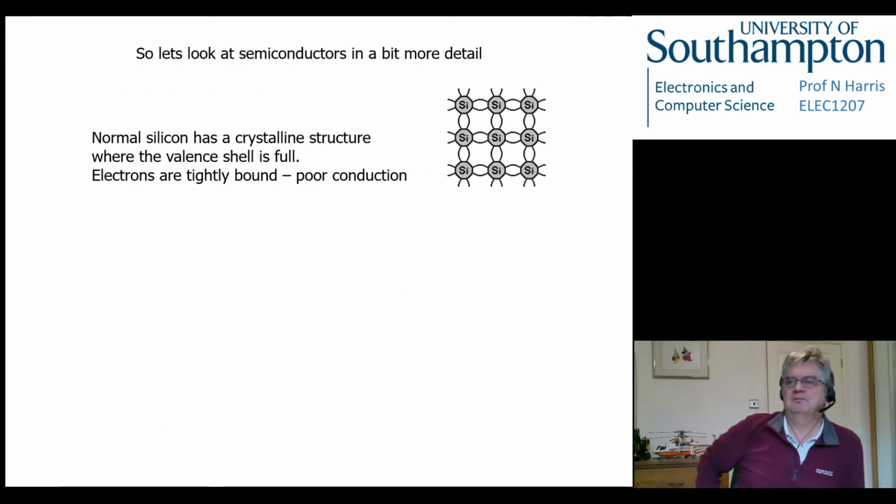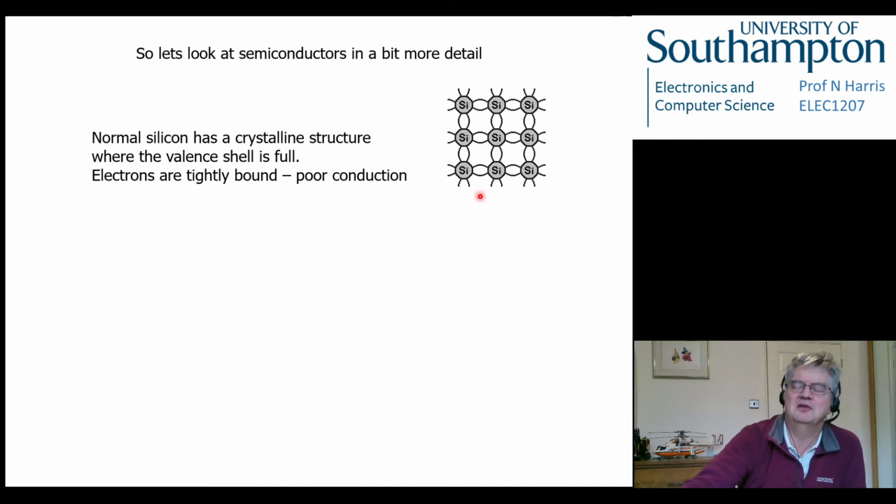So let's look at semiconductors in a bit more detail. This is a piece of silicon, pure silicon, nothing else in it. It's a crystalline structure, so these are silicon atoms and they're regularly arranged in a crystal format, and the electrons are tightly bound in this type of configuration. These little brackets are electron bonds, and they show how the electrons are effectively shared between the silicon atoms and are pulled together.